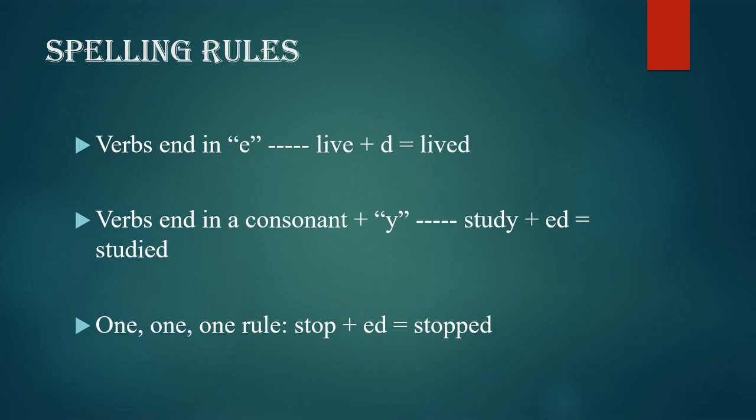And then there is the 1-1-1 rule, when we have a verb that has one syllable, one vowel in the middle, and after the vowel we have a consonant. When we want to add ed, we double the last consonant. For example, stop becomes stopped with double p.